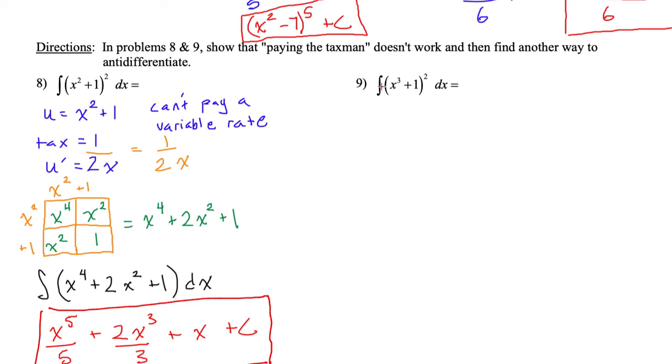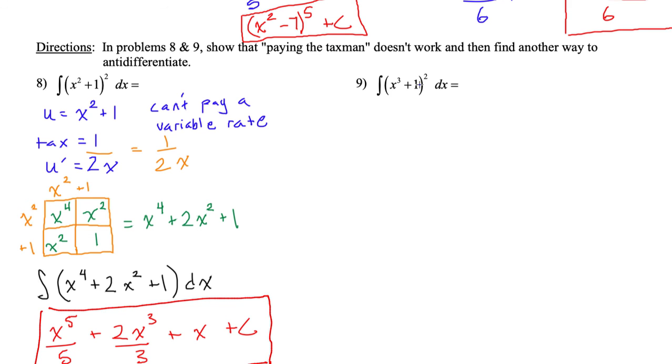All right, and then for number 9, you can kind of see that it's not going to work. So there is no taxman, so the taxman would be 1, and then if I take the derivative of the integral, I get 3x squared. So I would be paying taxman a variable rate. Again, that doesn't work. So I'm going to skip over that step and just show you how to actually do it. Again, you're going to be using a general rectangle, so you're going to have your box here.